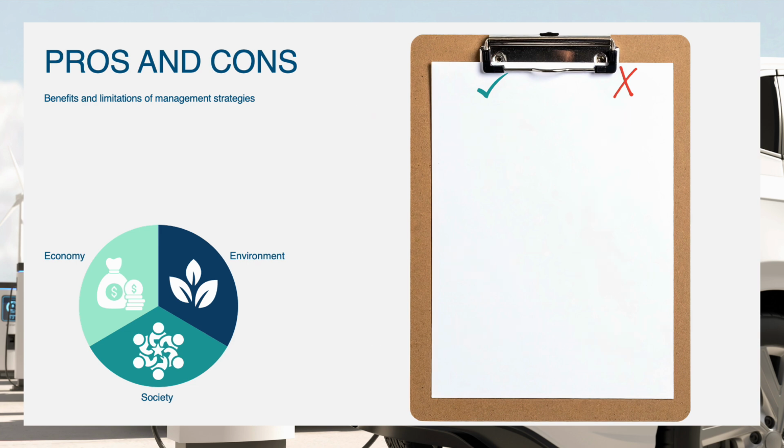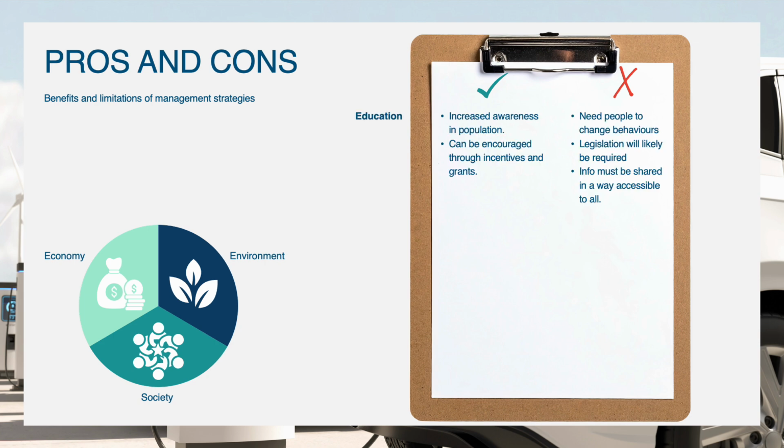Let's look at the remaining strategies and their benefits and limitations. Education. This increases awareness. If people understand energy conservation, they are more likely to switch off appliances, use efficient devices, etc. Education can also be supported through incentives and grants, such as discounts for efficient appliances or subsidies for the installation of solar panels.